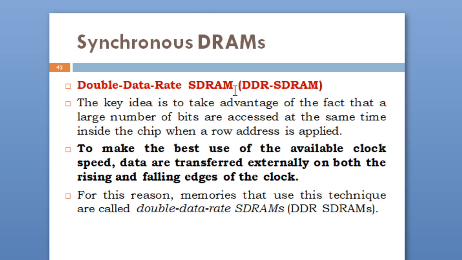So double data rate SDRAM, or DDR SDRAM, is another version of SDRAM. The key idea is to take advantage of the fact that a large number of bits are accessed at the same time inside the chip when a row address is applied. To make the best use of the available clock speed, data are transferred externally on both the rising and falling edge of the clock. For this reason, the memories that use this technique are called double data rate, because compared to standard SDRAM, two data blocks are transferred in one clock cycle. So that's why the name double data rate SDRAM.